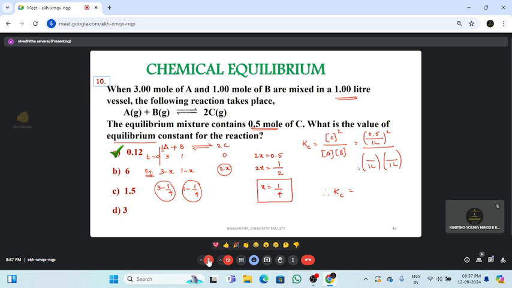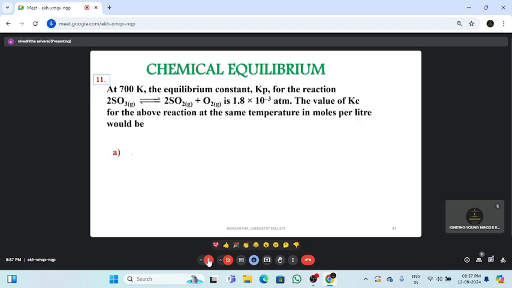Okay, fine. Now the next question is, at 700 Kelvin, the equilibrium constant Kp for the reaction is 1.8 into 10 power minus 3 atmosphere. They're asking us to find the value of Kc for the above reaction at the same temperature in mole per liter. See, equilibrium constant will change only if you change the temperature. So if Kp is 1.8 into 10 power minus 3 atmosphere, then what would be the value of Kc? It is a very direct question. We have to use the relationship between Kp and Kc. That's it.